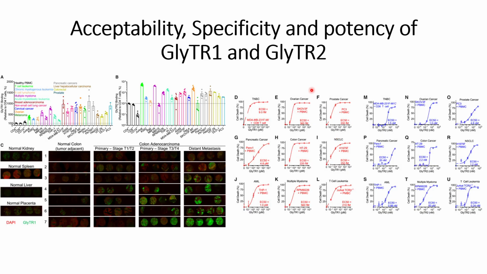So together, this whole figure shows the acceptability, as it can bind to the different cancer cell lines; the specificity, as it is more specific towards cells that have more cancerous properties; and the potency, as they can kill the cancer cells if there are immune cells, more specifically CD3 positive immune cells or T cells, present. So this is what they have concluded from this figure.